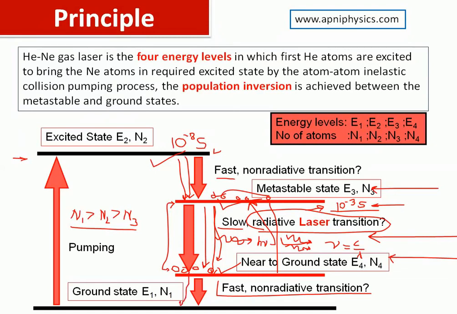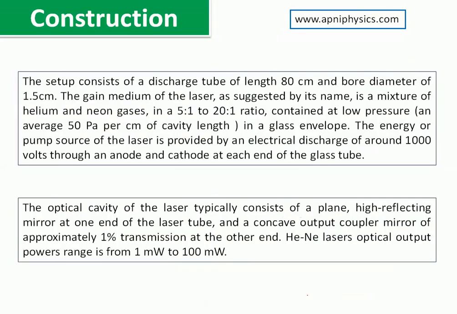It means all the atoms which accumulate here after the transition of the photon immediately jump into the ground state. Here this is the ground state, because they jump into the ground state by collision with the walls in which they are kept, right? So that is the non-radiative transition. In the next slide we will see the procedure and construction, some points about it.